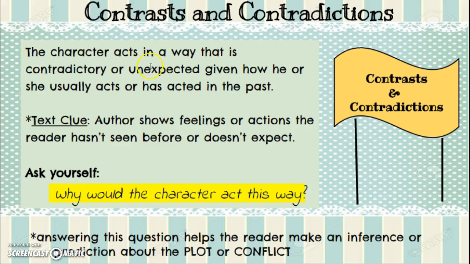So the first signpost is a contrast and contradiction. In this, the character acts in a way that's contradictory, or it's unexpected, given how he or she usually acts or has acted in the past. As the story has gone on, your character has shown certain character traits and then all of a sudden acts in a different way. So your text clue, what you're looking for: the author shows feelings or actions that the reader hasn't seen before or doesn't expect.